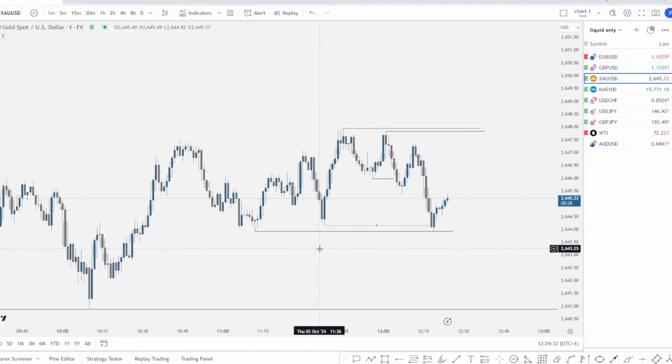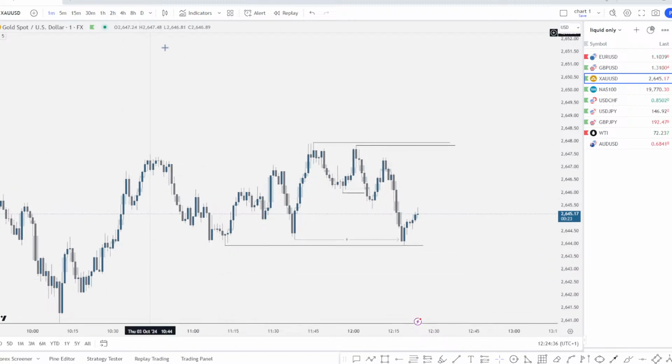Let's go down and see if there's something here on the 1 minute. Nah, there's nothing you could really play off with in there. I mean, you could use order blocks, etc.